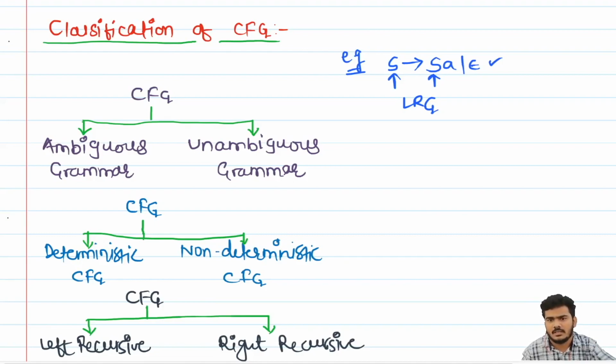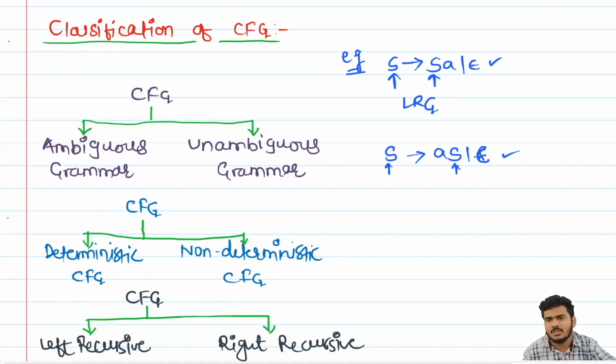And what about right recursion? When the variable on the left hand side is present in the right hand side at the right end, then we can say that it has a right recursion. Right recursion will not produce any problem, it is okay for us, so there is no need to remove the right recursion.